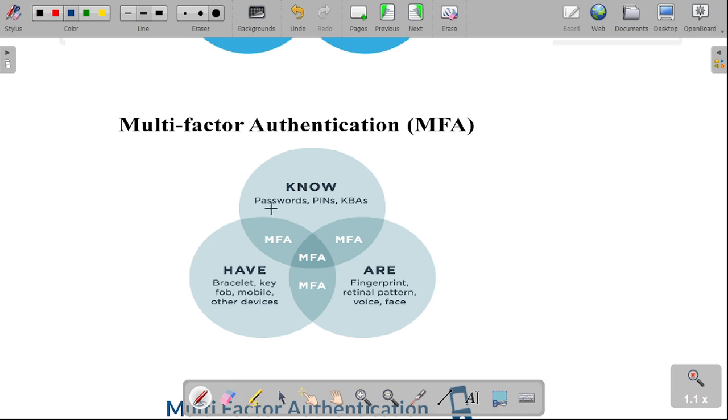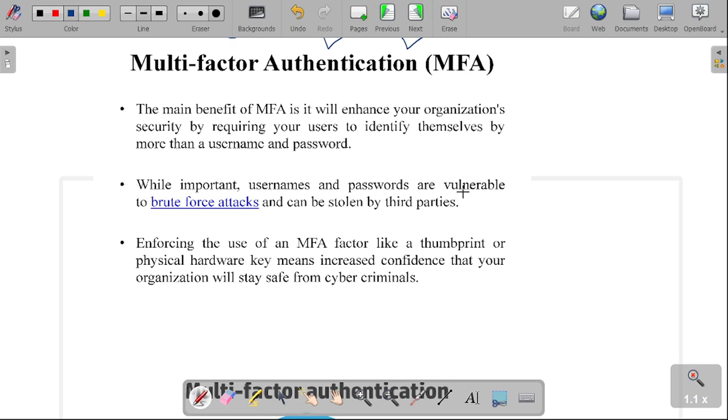Here we are using our own password, then PIN number, then our fingerprint, retina pattern, voice scan, face recognition, and on mobile devices we can get an OTP. These are all the factors we consider together to avoid brute force attacks. With the help of this technique, that is multi-factor authentication, the brute force attack will be overcome.